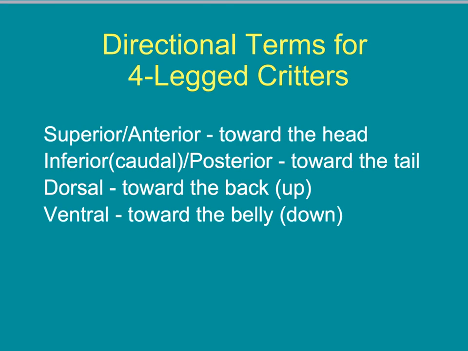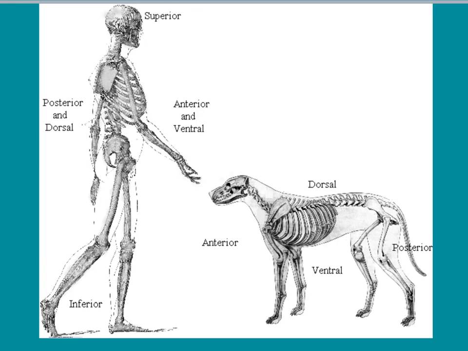Directional terms for four-legged critters, i.e. your dogs and your cats. Superior or anterior is towards the head. Inferior or caudal and also posterior is toward the tail. Dorsal is toward the back, or basically the back of that animal. And then the ventral is towards the belly, or down. And this diagram just shows these.